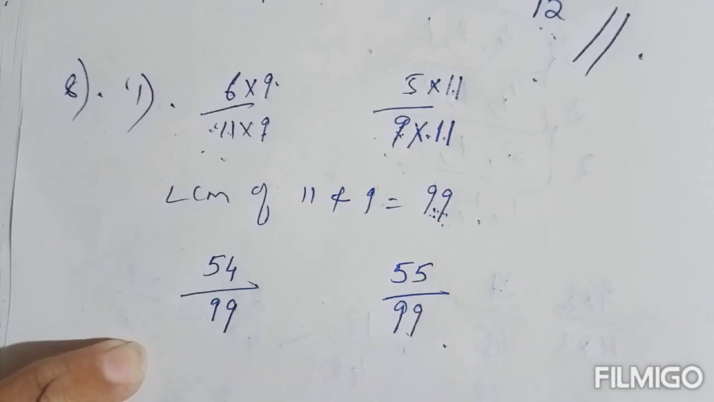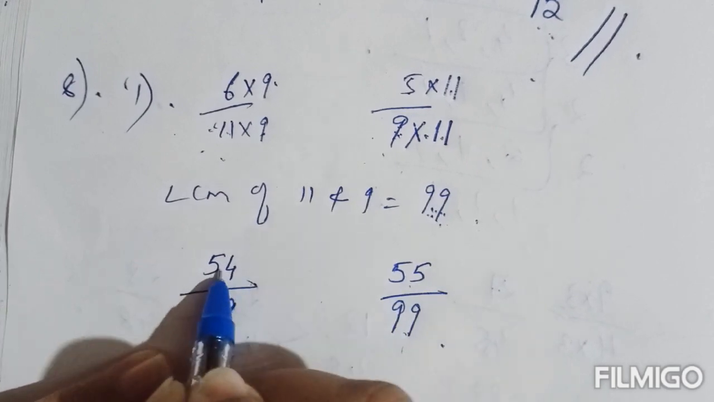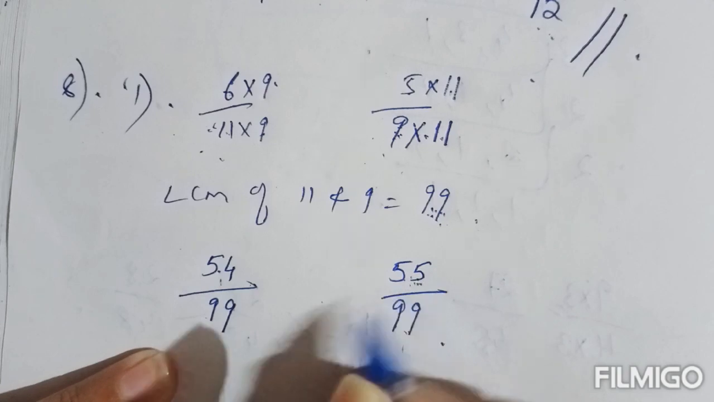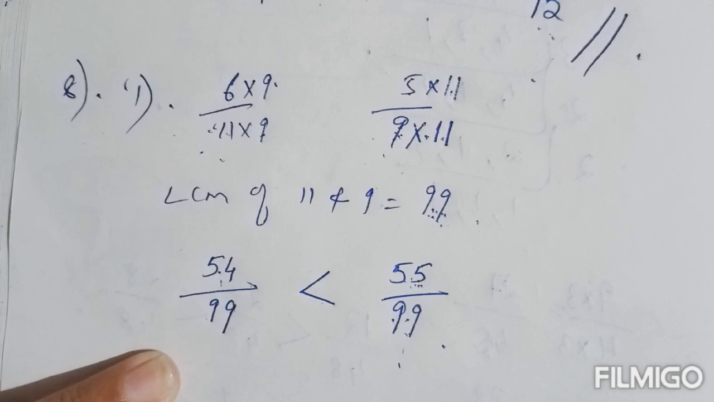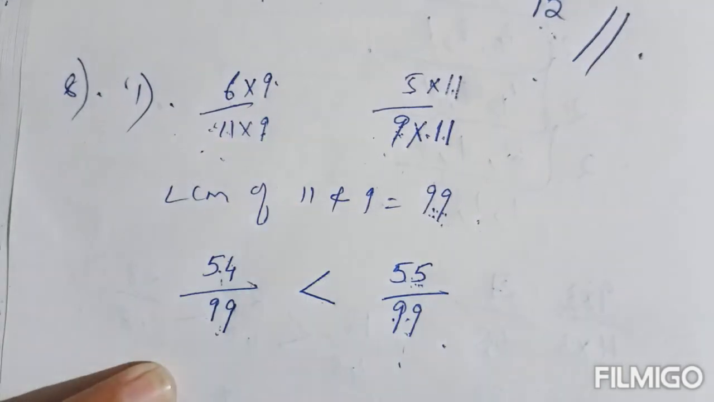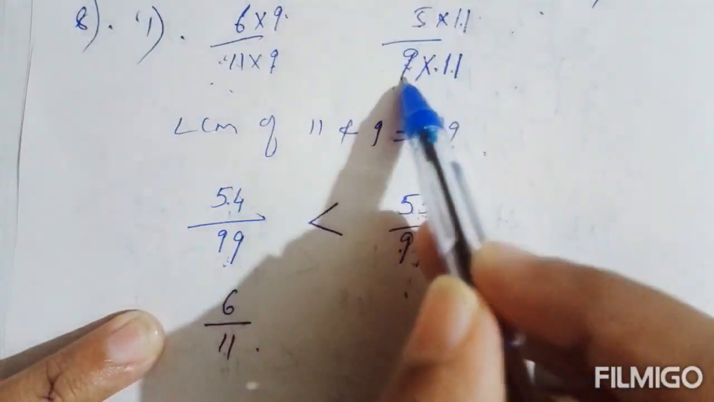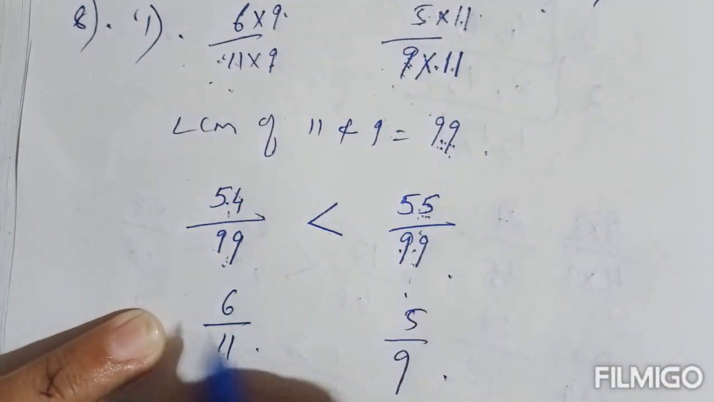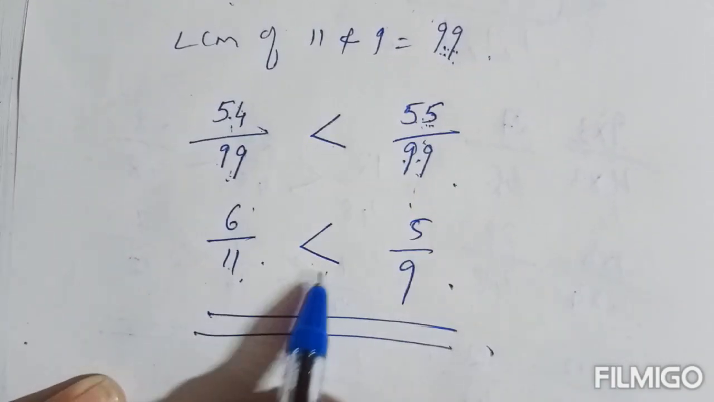Now you can compare their numerators. If denominators are same means you can compare their numerators. Once denominators are the same, it is enough to compare numerators. 54, 55. 55 is the greater number or greater numerator. So 55 by 99 will be the greater fraction. Okay, now you can resubstitute. That means in place of 54 by 99 you can write 6/11, and in place of 55 by 99 you can substitute 5/9. So 6/11 less than 5/9. So in the first blank it will be less than.